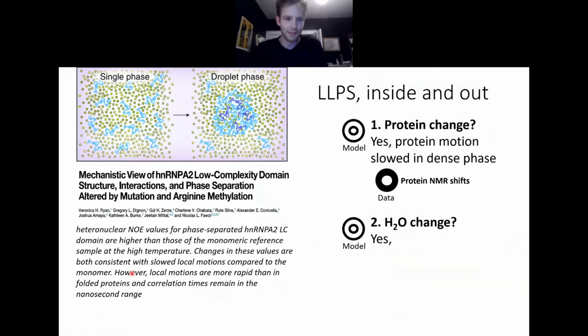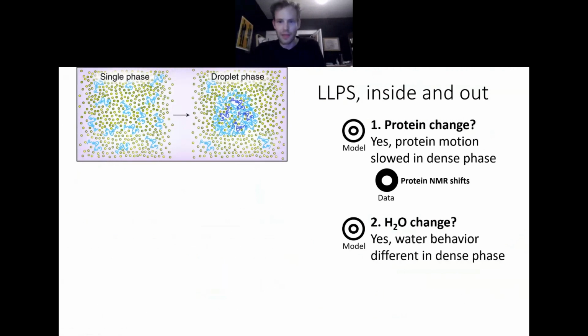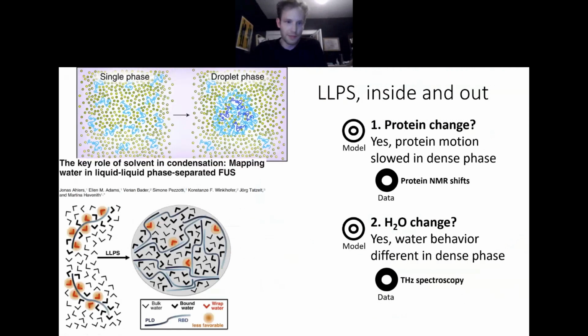Their last bit, however, is that local motions are more rapid than in folded proteins and correlation times remain in the nanosecond range. So what they're saying here is that changes in these values are consistent with slowed local motions. So the protein is still unfolded, but it's slightly slowed down in the droplet phase, according to their NMR. And then what's going on in the water, to the water inside and outside of the droplet? This is what the Havenith group was asking, looking at FUS by terahertz spectroscopy.